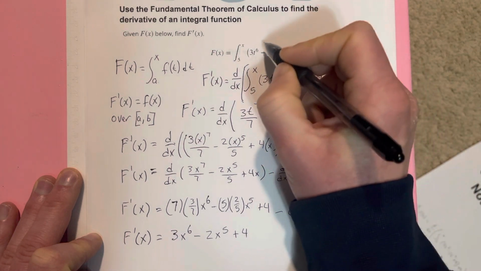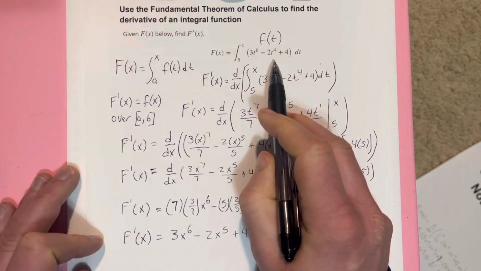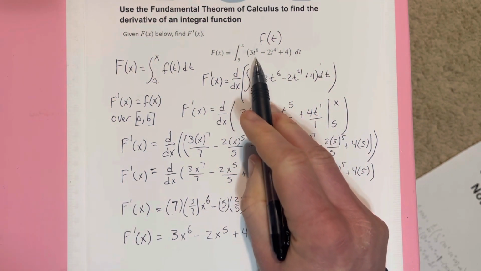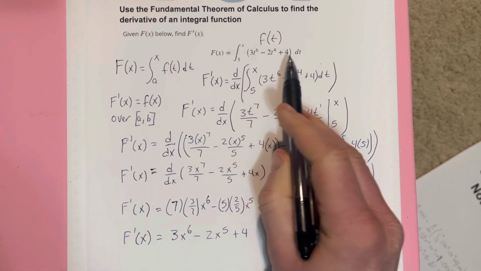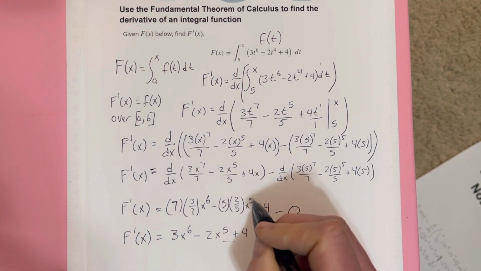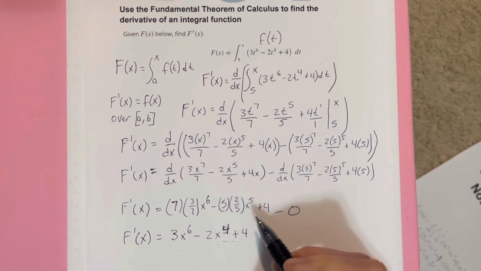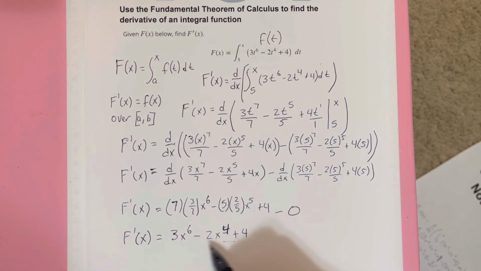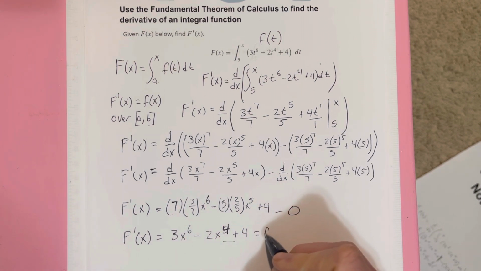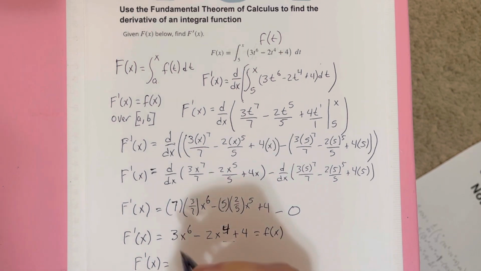Well, remember, our original function here was f of t, right? It was 3t to the 6th minus 2t to the 4th plus 4. I have the exact same function here, but instead of a t variable, I have the x variable. So this is actually equal to f of x. That means that F prime of x is equal to f of x.